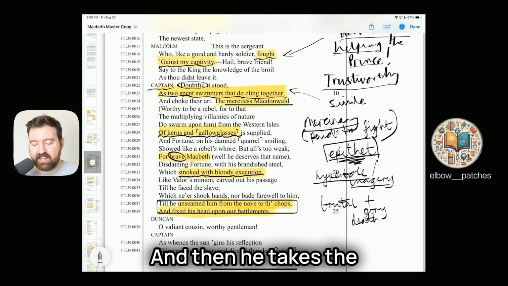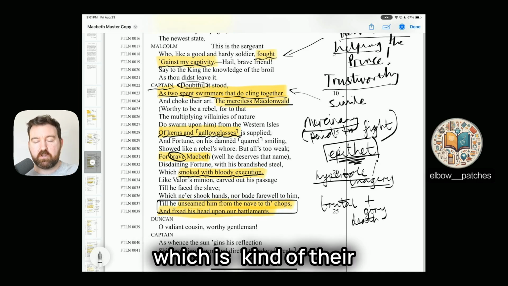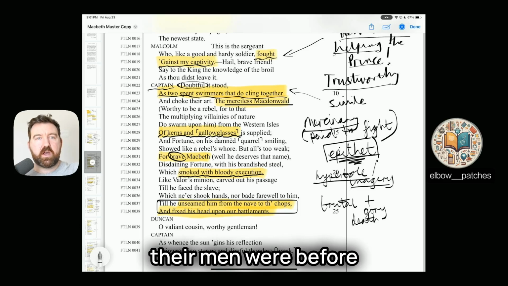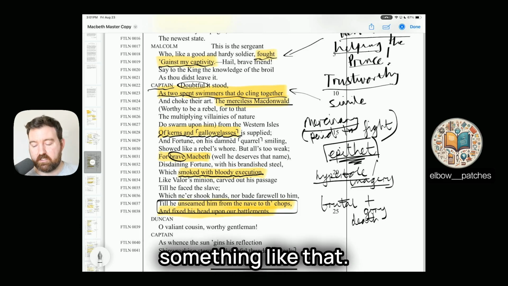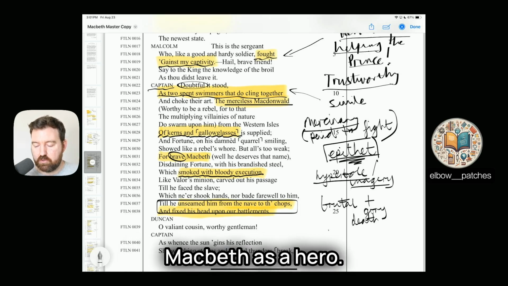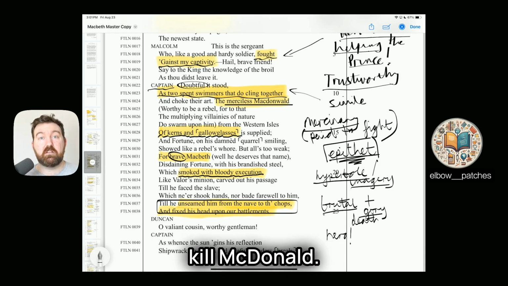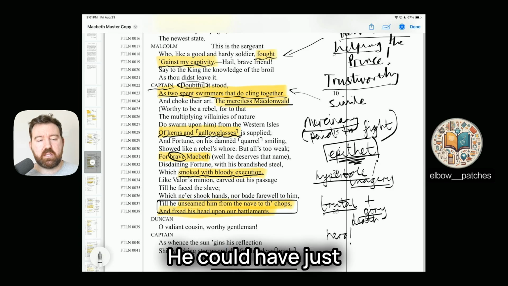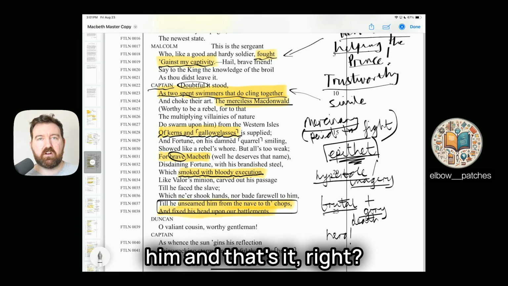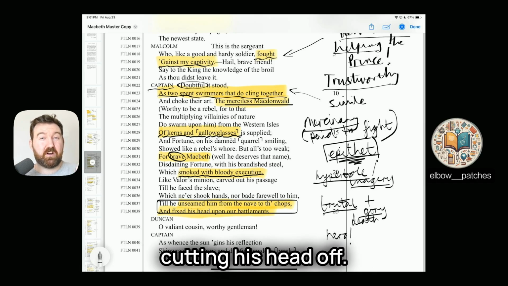And then he takes the head of MacDonald and sticks it on a battlement, which is kind of their fortress or where their men were before the battle started, something like that. Okay, so this is really important because it shows Macbeth as a hero, yes, but also it's incredibly brutal and gory, right? He doesn't just kill MacDonald, he really destroys him. He could have just stabbed him and killed him and that's it, right? But he goes the extra gory, brutal mile, cutting him in half, cutting his head off, yeah?